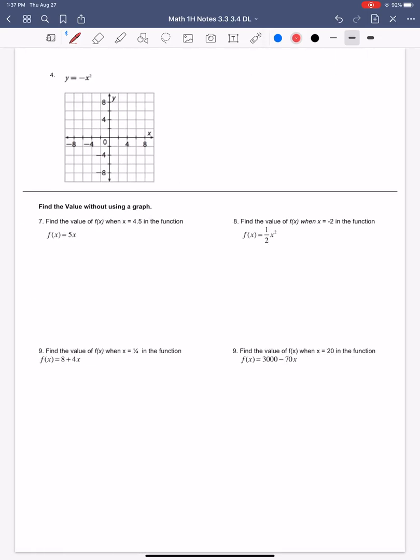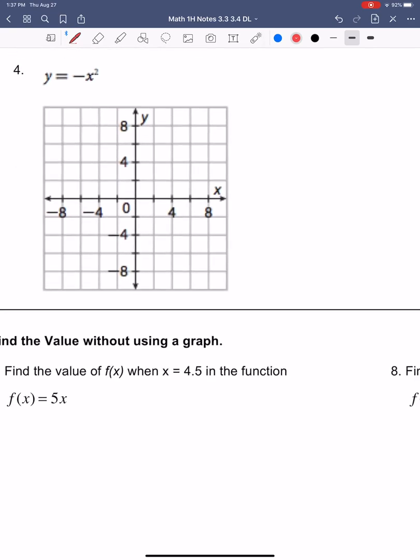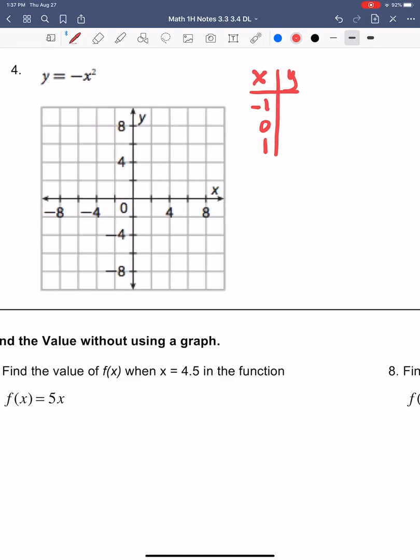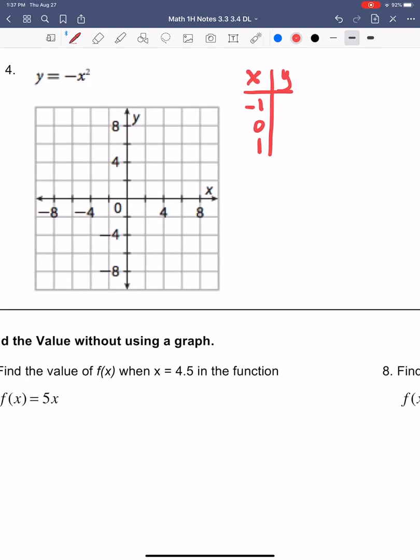All right, moving on to the next one here. We've got y equals negative x squared. Again, I'm going to choose my own domain values here. So I'm going to choose negative 1, 0, and 1. Right, I'm just choosing 3 right now for the sake of time, but it might be a good idea for you to choose 5 different values. And I'm going to plug these in here.